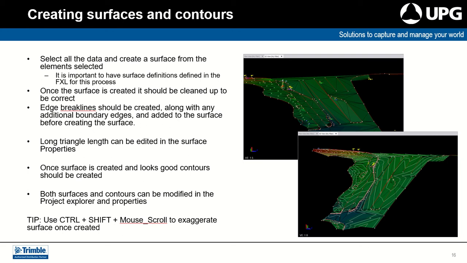There is also an option in TBC that in the 3D view, if you hold Control Shift and scroll the mouse up, it will exaggerate the surface, and scrolling down will flatten the surface out. So this can also be used to highlight some areas where some points may be wrong or some things need addressing.